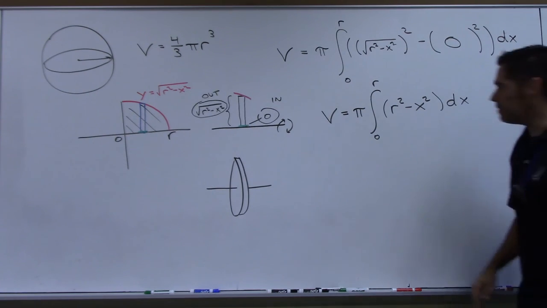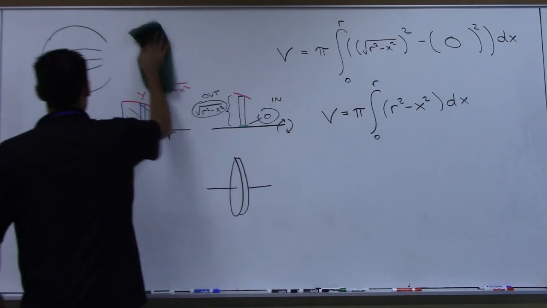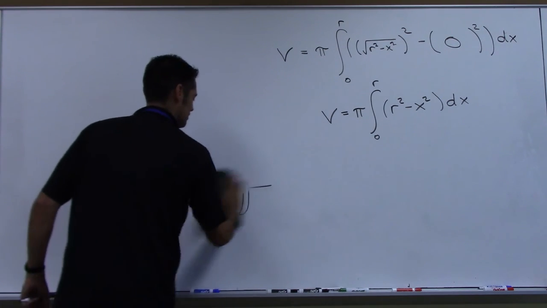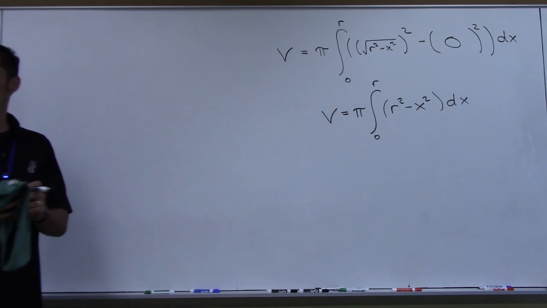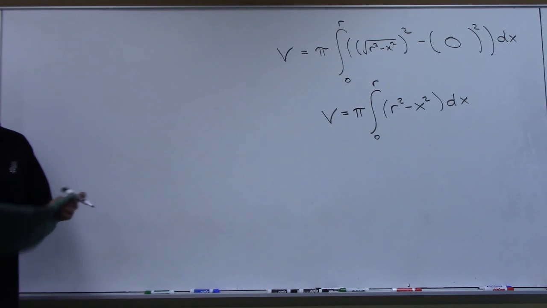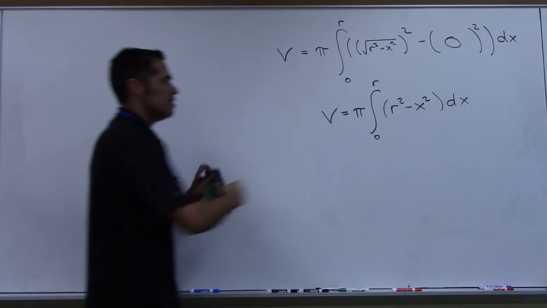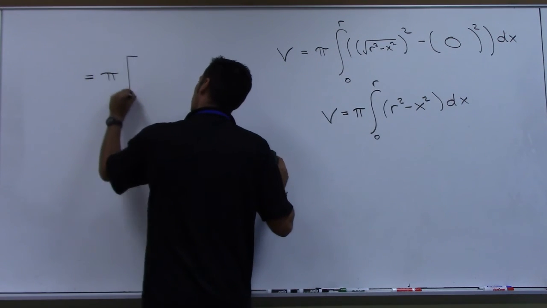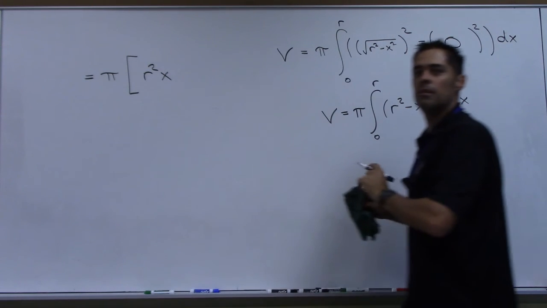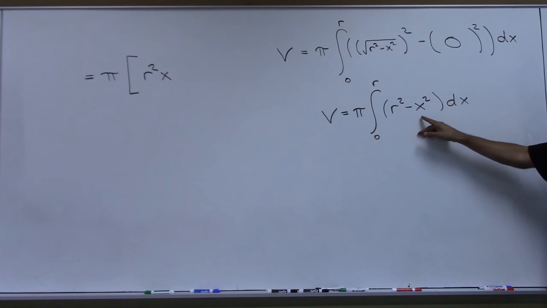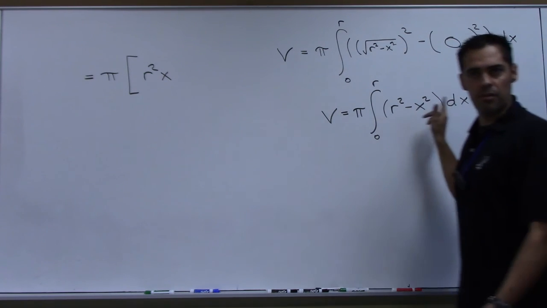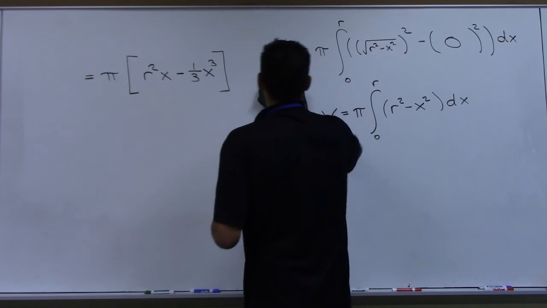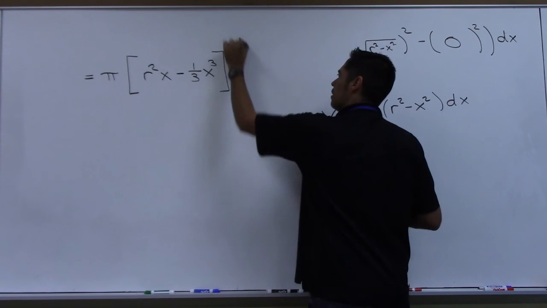What is the antiderivative of r squared? Be careful. R squared x. R squared is a constant. May as well be the number 10. The antiderivative of 10 would be 10x, right? So the antiderivative of r squared is just going to be r squared x. So here's where we are. Pi, antiderivative r squared x, yeah? Now, the antiderivative of negative x squared, that's going to be 1/3 x cubed. So minus 1/3 x cubed. And we're evaluating this from 0 to r.